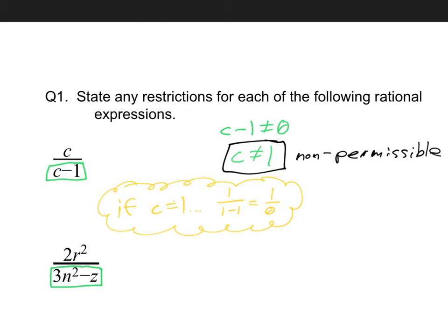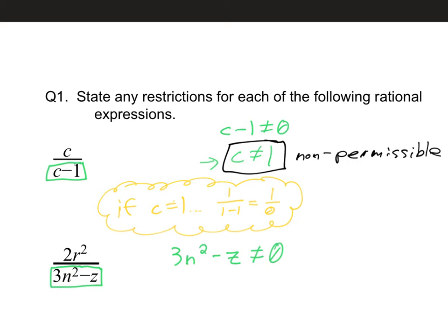So we have multiple different variables at play here. Now, similarly to the previous problem, we are not allowed to divide by 0. So we need to ensure that this denominator is not equal to 0. We're not going to get a single non-permissible value like we did in the previous example, but we're going to have a range of non-permissible values because n and z could be different combinations.